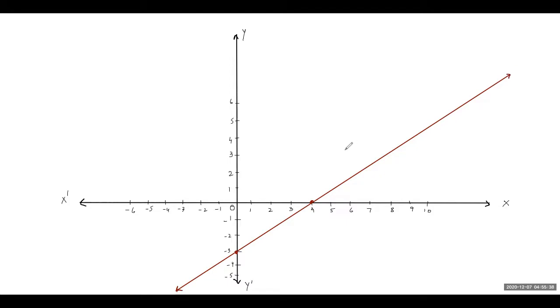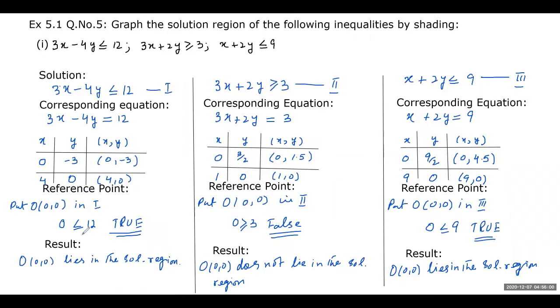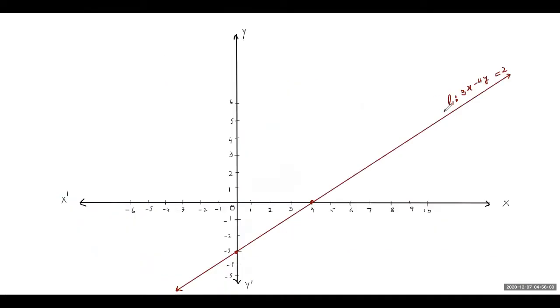Write the equation of the line, which is 3x minus 4y equals 12. Let's name it L1. And where is its solution region? The origin lies in its solution region. So let's check. This is the line which we are plotting. The origin lies in the solution region. So I'm going to mark it over to this side. Its solution region is on this side of the line.